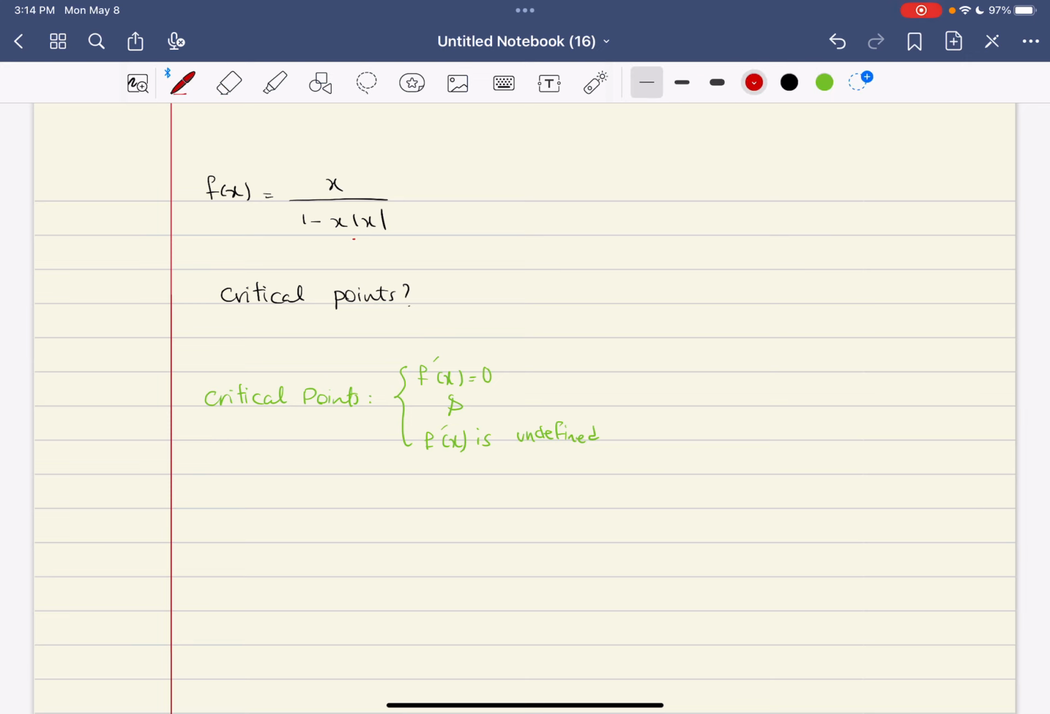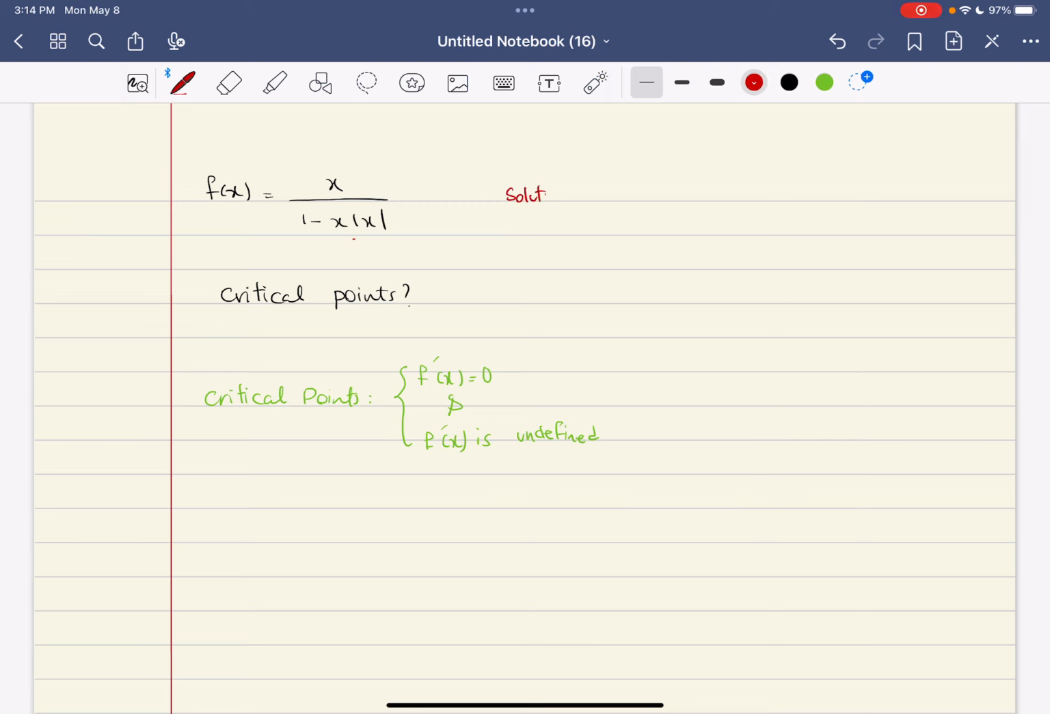So let's go to see what we have for this video. So the question is asking us to find the critical points of this function, which is x over 1 minus x times absolute value of x.